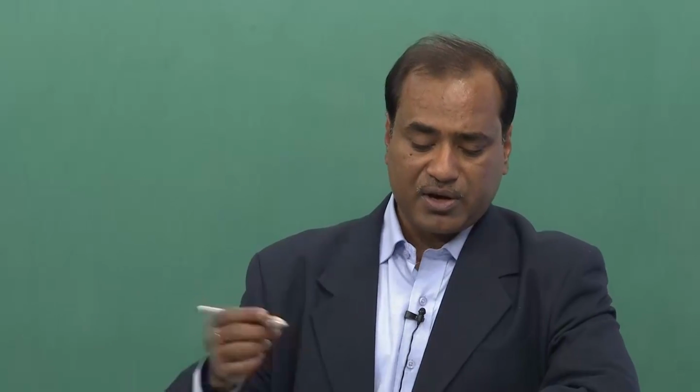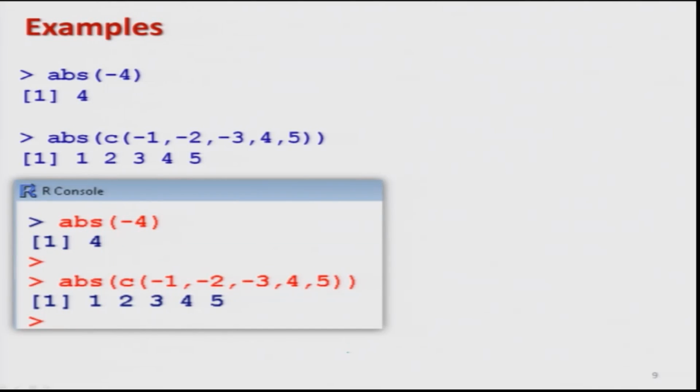For example, if I want to find out the absolute value, you can see here I am taking a negative value -4, and I am operating this abs function. So, if I write down the abs function and inside the bracket the value, then the answer comes out to be 4. Obviously, the absolute value of -4 is 4.